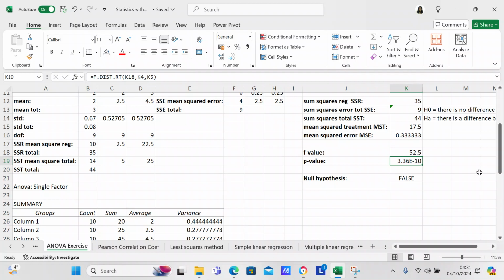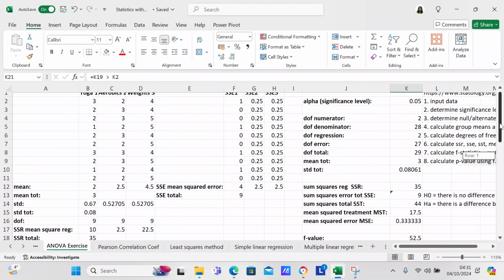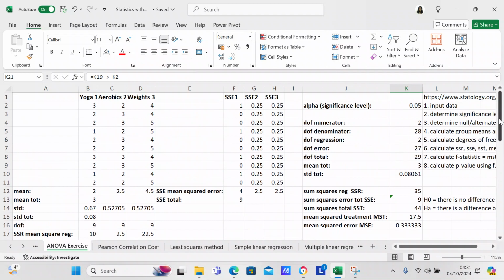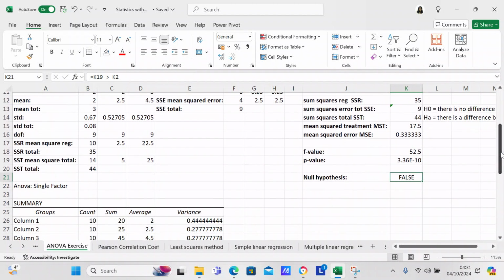Basically, now we check for our null hypothesis. The null hypothesis is false because you had a p-value that was less than 0.05. So that means K19, that's your p-value, is less than K2, and that's your alpha. And it's pretty obvious that the null hypothesis was false because on column 1 you had 3 2s and 1s. On column 2 you had 3s and 2s. And then on column 3 you had 4s and 5s. So it's pretty obvious that it's false, but this is just proving it's false.